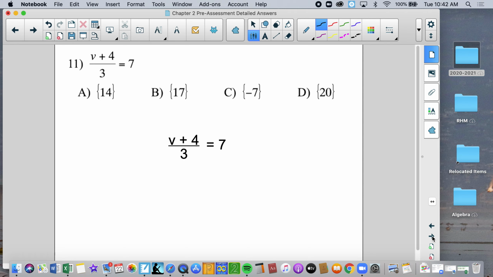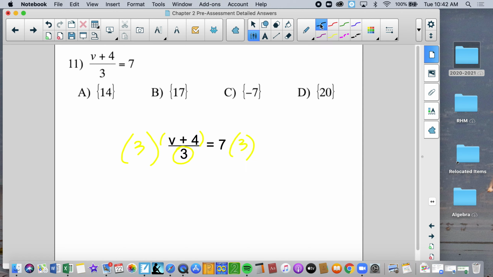Here is the first two-step problem. In this example, we cannot get rid of the things being added or subtracted first because it's in a vinculum. We have to be very cognizant that that is a vinculum, which means it's a grouping symbol. So I cannot get into that 4. I have to get rid of this 3 first, and this 3 is dividing, so I'm going to multiply by its inverse. The inverse of dividing by 3 is multiplying by 3.